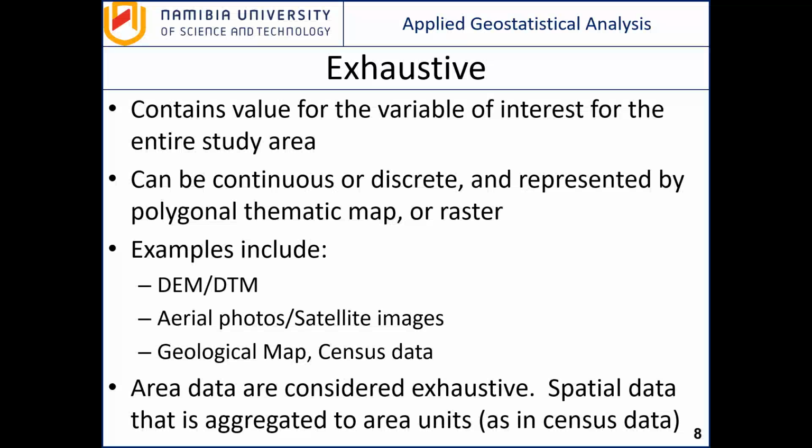Areas are considered exhaustive spatial data that is aggregated to area units. For example, census data, which is recorded in enumeration area units. Remember also from demographics. That's why you find that it can be continuous or discrete and can be represented by a polygonal thematic map or a raster. But what is more important is that the whole area is covered.